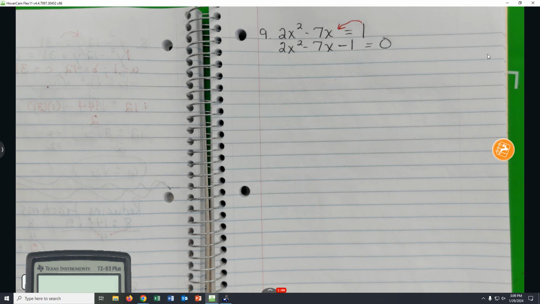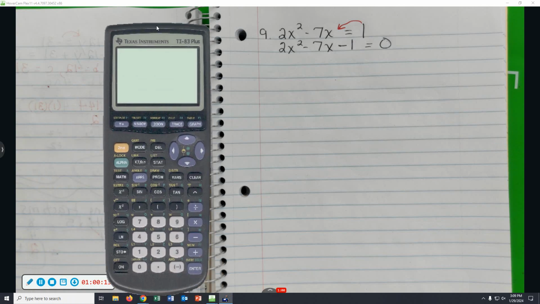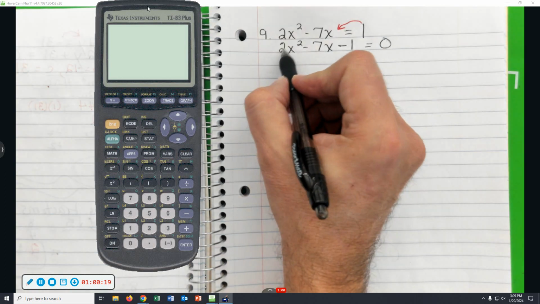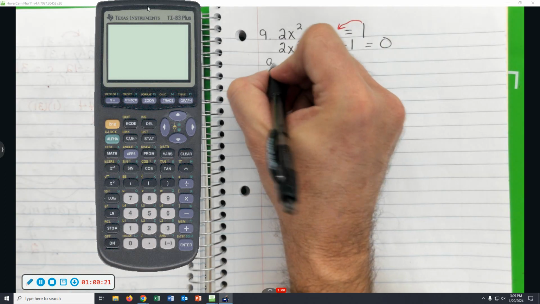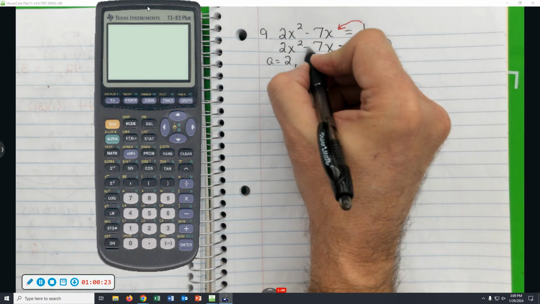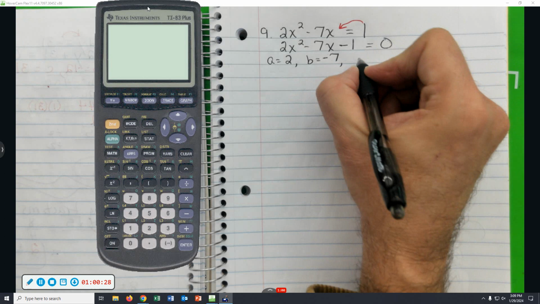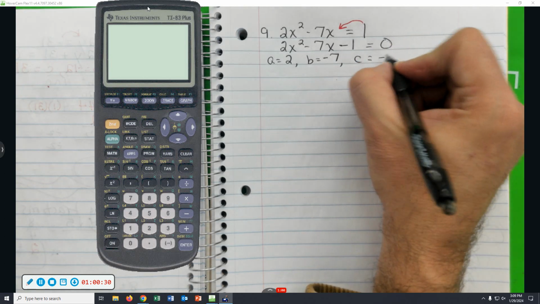Now is it in standard form? Yeah, it is in standard form. So let's write out a equals, b equals, and c equals. a is a positive 2. b is a negative 7. And c is what? Negative 1?